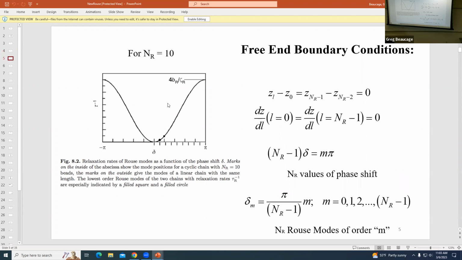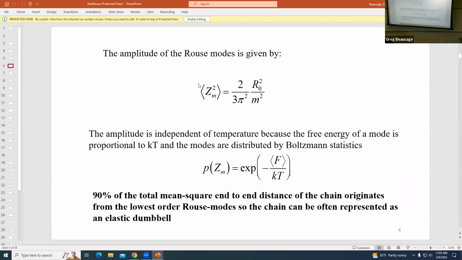You can calculate the energy, and you end up with a function for the contribution of each of the modes, and you find out that it's 1 over the mode squared. So the second mode would be a quarter of the first, and it keeps going like that. Basically 90% is the low order modes. So you just say there's one relaxation time for the chain because of that.